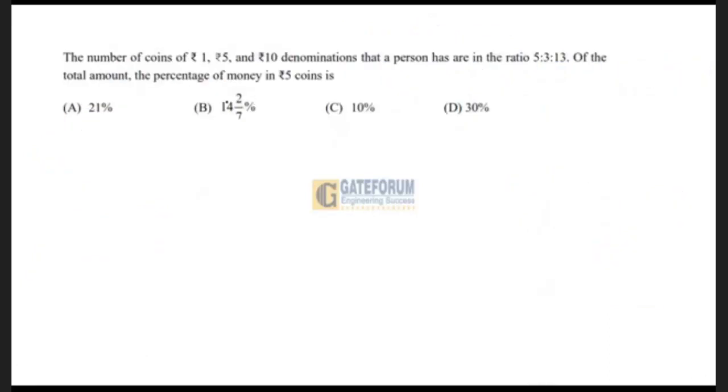The number of coins of rupee 1, rupee 5 and rupee 10 denominations that a person has are in the ratio of 5:3:13. Of the total amount, the percentage of money in 5 rupee coins is how much? See, the ratio of number of coins of rupee 1, rupee 5 and rupee 10.